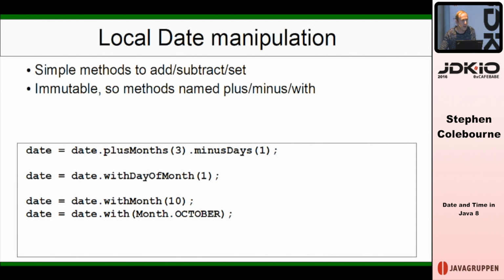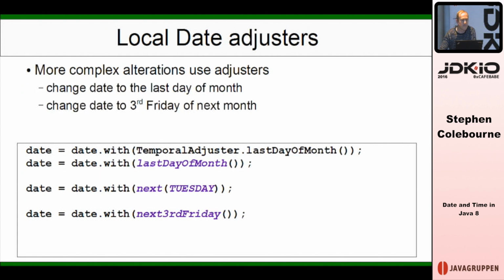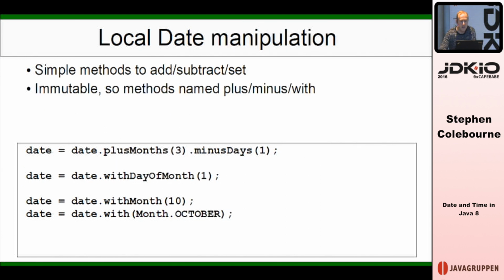We can add to it, date plus months, minus days. We can set the day of the month. We can set the month. We can nicely set the month to a meaningful constant, just with Month.OCTOBER. What does plus months mean? It means effectively what is the standard definition in most date and time libraries for plus months.